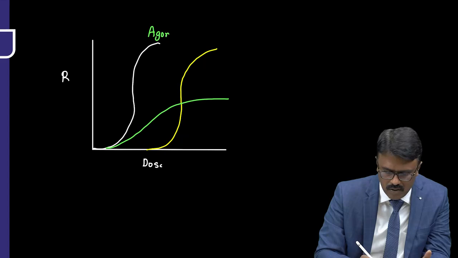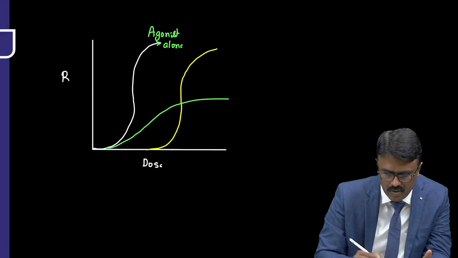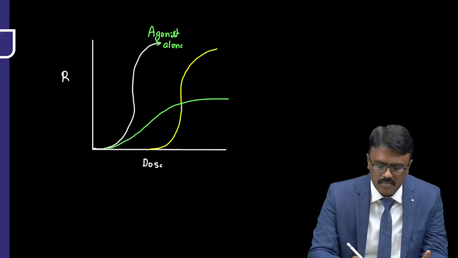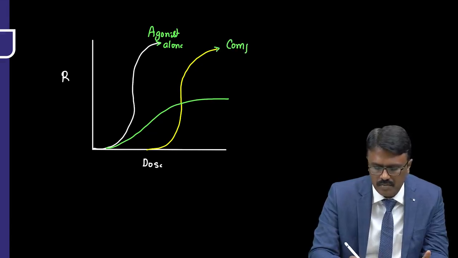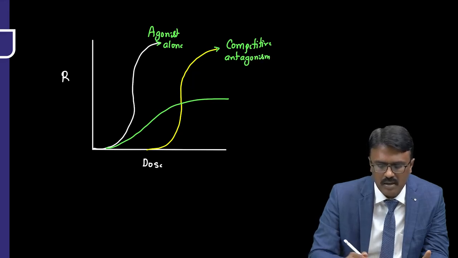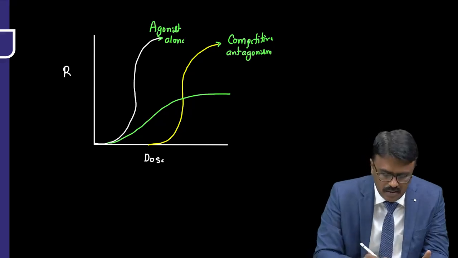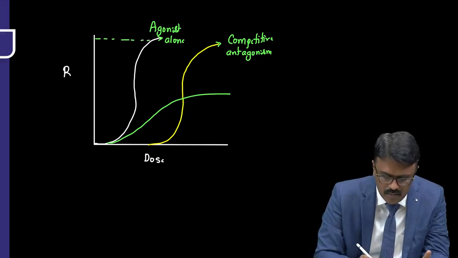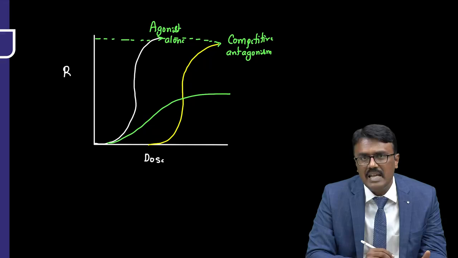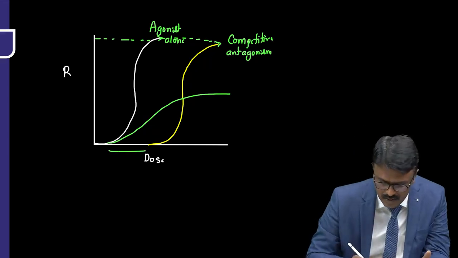When we give agonist alone, without any problem, we get a response, that is the first graph. Suppose there is an antagonism that is called competitive antagonism. Now you can overcome the competitive antagonism by increasing the dose. By increasing dose, you are getting the same response. The response remains same, but only thing is you increase the dose. You can see the graph has shifted towards this side.